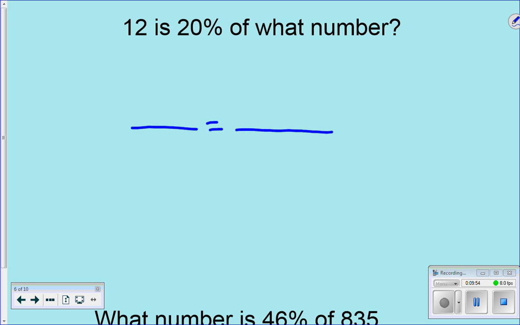12 is 20% of what number? Make sure you have some stuff written down, like an example in your notebook, just in case. Because when you get to your homework tonight or in class here, I want you to be able to know what goes where. So let's see. 20 should go here, 100 should go here. 12 is of what number?